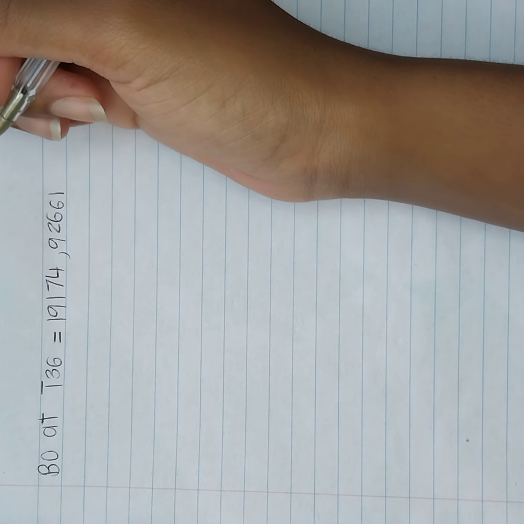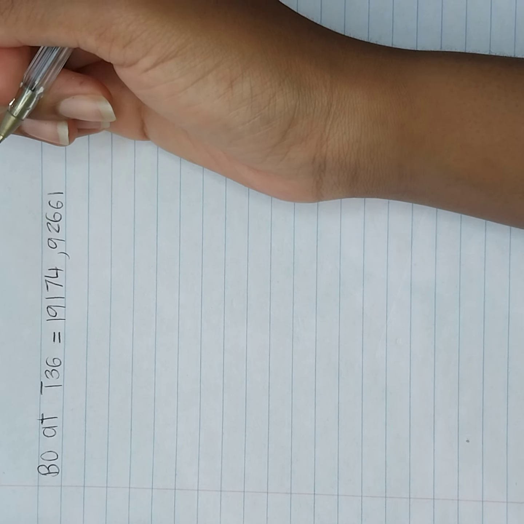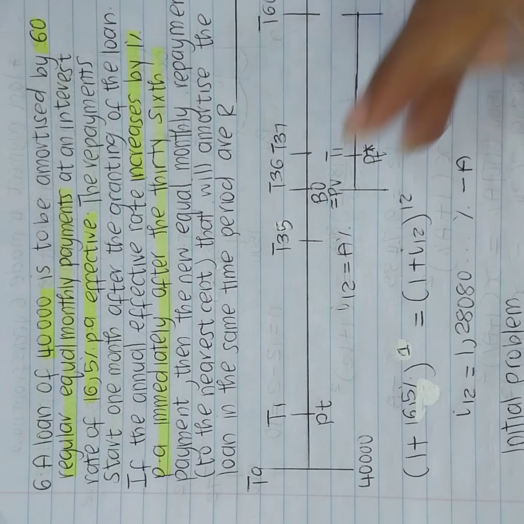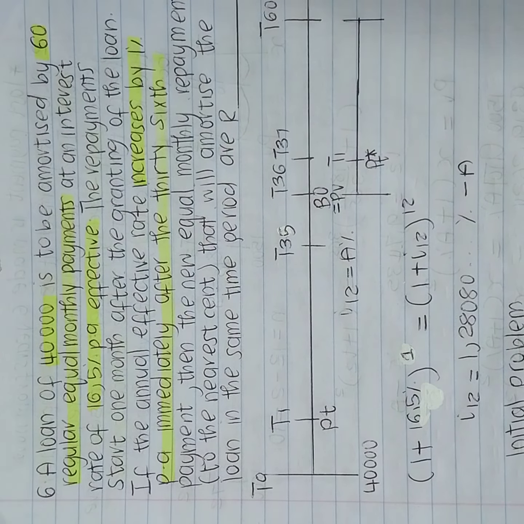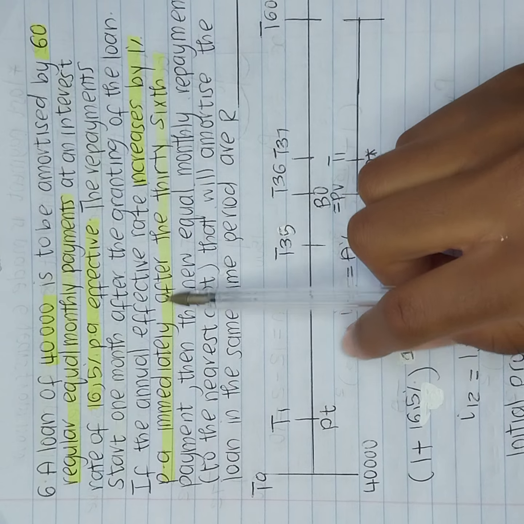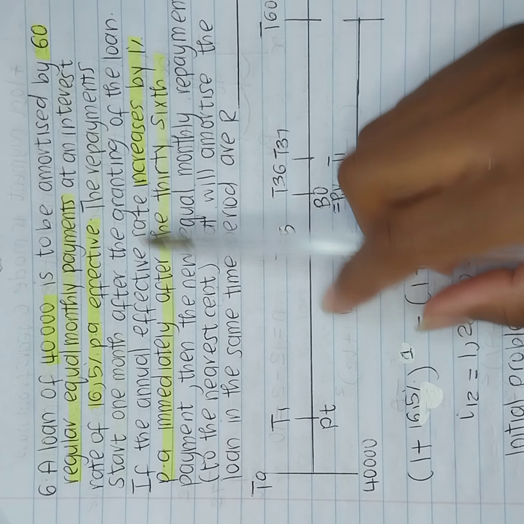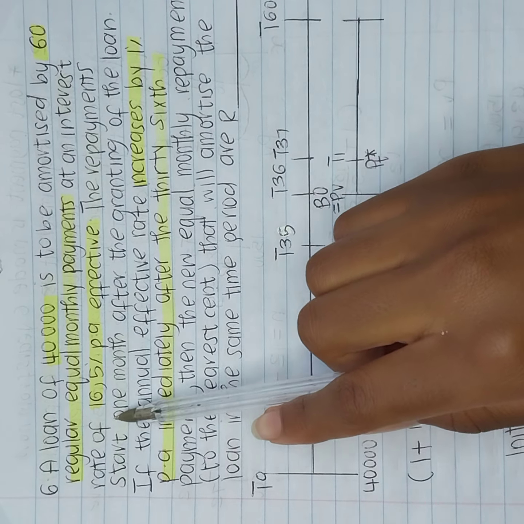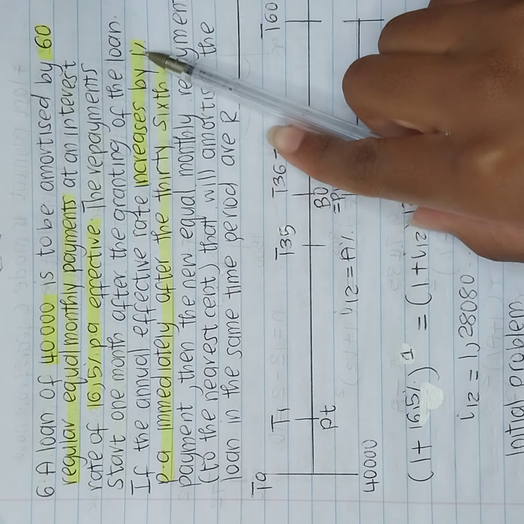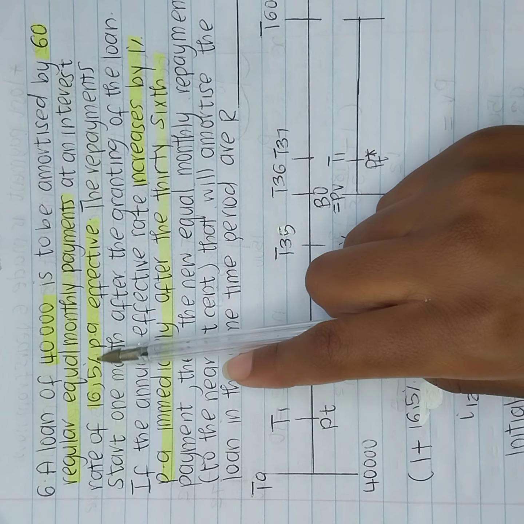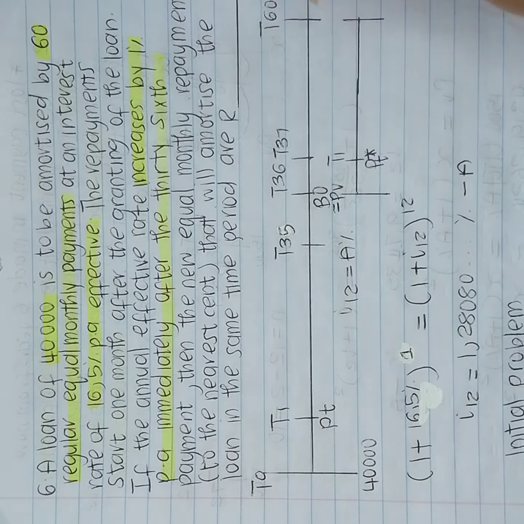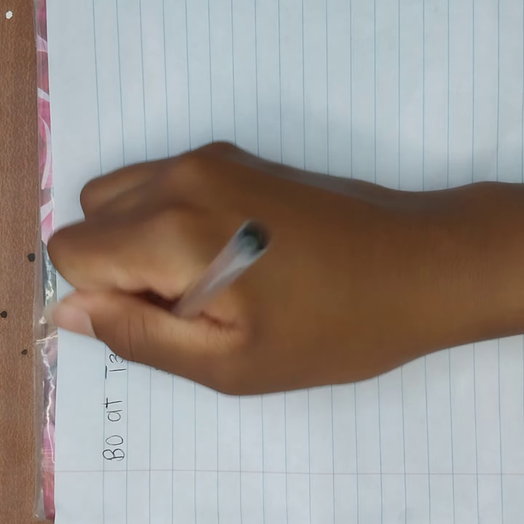Right, so this balance outstanding is actually going to be my present value here. Remember that they said the interest rate increased by 1% per annum. So I need to add 1% here and then use the equivalence formula to convert it into a monthly interest rate. So let us solve for I12*.